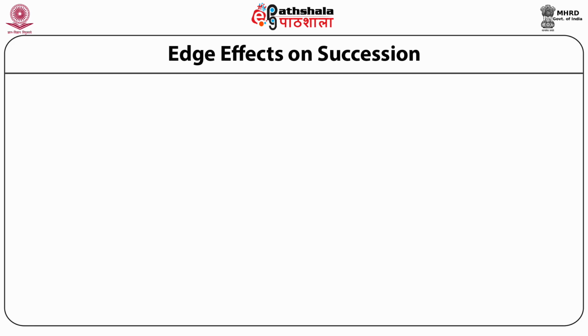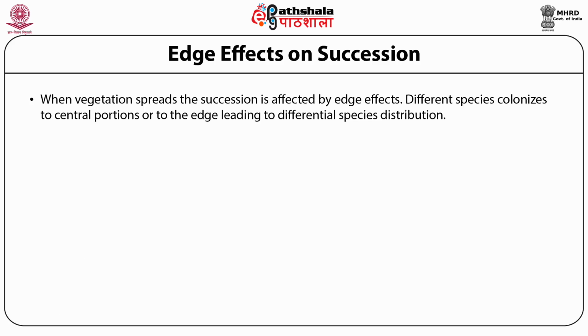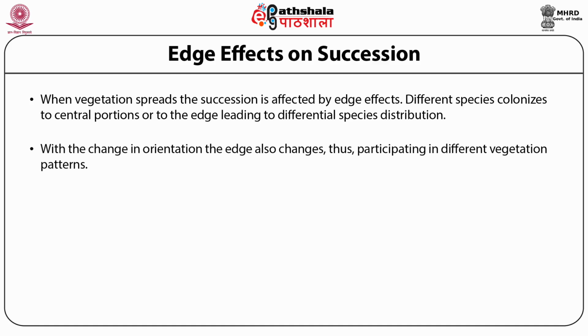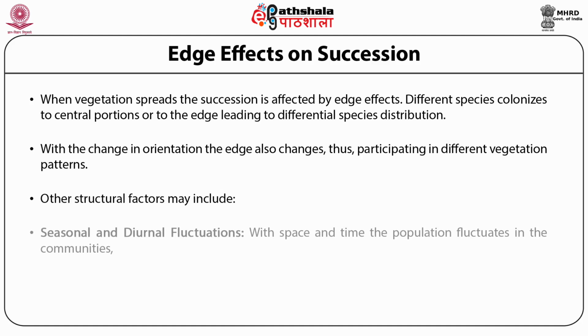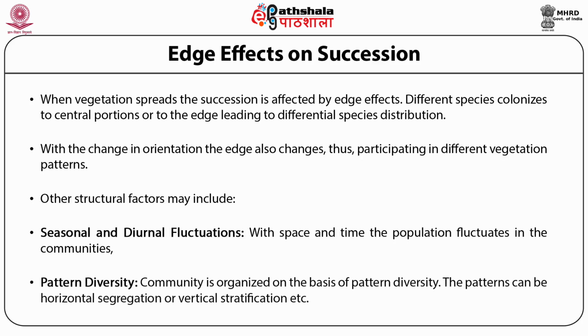Edge effect on succession. When vegetation spreads, the succession is affected by edge effects. Different species colonize the central portion or the edge, leading to different species distribution. With changes in orientation, the edge also changes, thus producing different vegetation patterns. Other structural factors may include seasonal and diurnal fluctuations. With space and time, the population fluctuates in the communities. Pattern diversity: a community is organized on the basis of pattern diversity. The patterns can be horizontal segregation or vertical stratification, etc.